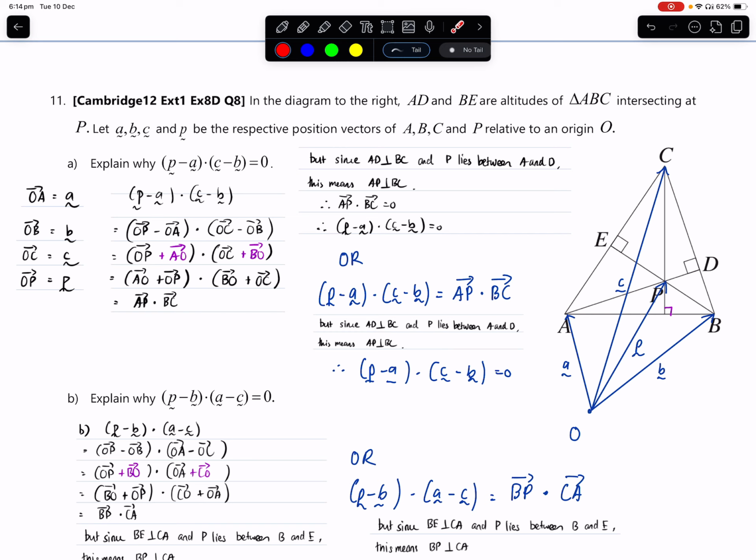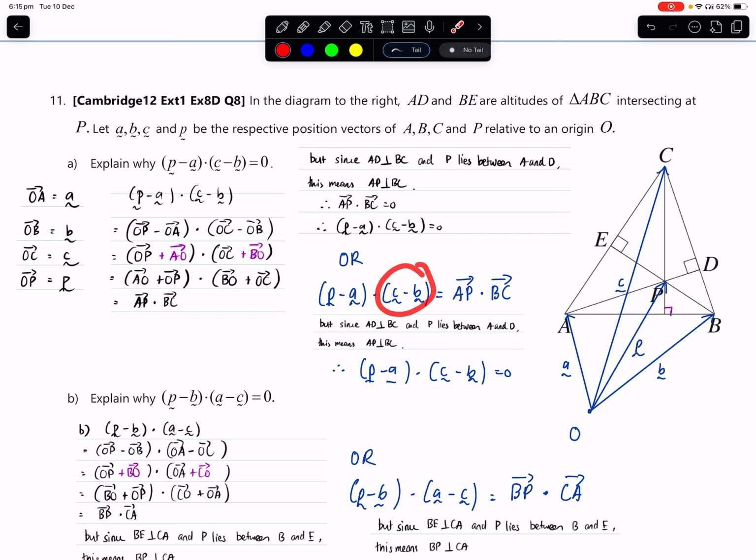Well, the thing is, if you have P minus A, well, P is over here, but minus A will be the vector going this way. So the resultant vector would be this one here. That's basically AP. If you just follow what I wrote here, it might be easier. So P minus A is the same thing as AP.